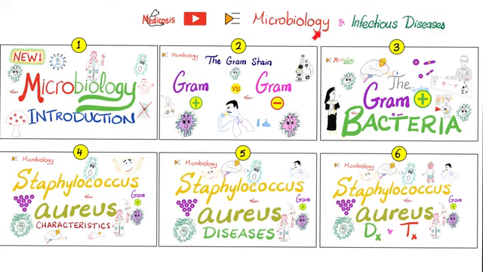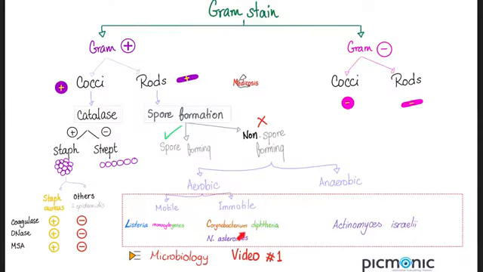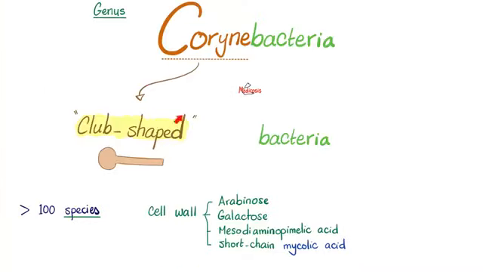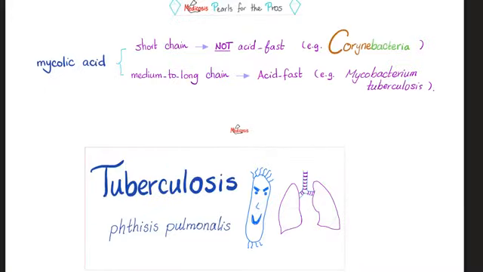Please watch the videos in this playlist in order. Corynebacterium diphtheriae is an immotile, aerobic, non-spore-forming, gram-positive rod. The word coryne means club-shaped. Corynebacterium diphtheriae has mycolic acid, but it's the short-chain mycolic acid, and that's why it is not acid-fast. Contrast that with Mycobacterium tuberculosis, long-chain mycolic acid, therefore they are acid-fast.